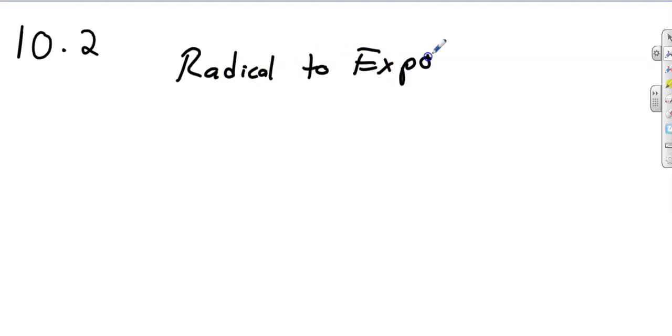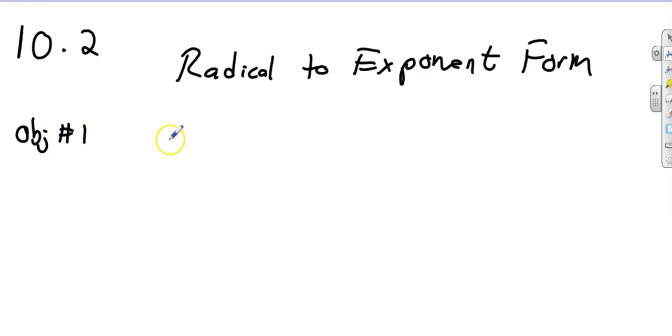And this part, there's no math in this part. Now, the first objective, there is no math in this one. It's basically just rewriting it from one form to the other. And the questions that they do for this one, they either give you something in radical form and tell you to rewrite in exponent form, or give you something in exponent form and have you rewrite it in radical form. We'll just go through some examples and show you some of this part.